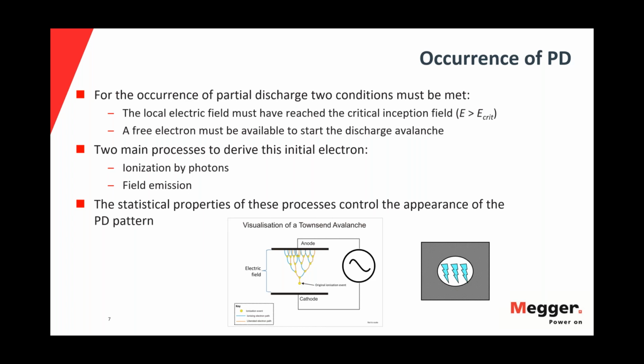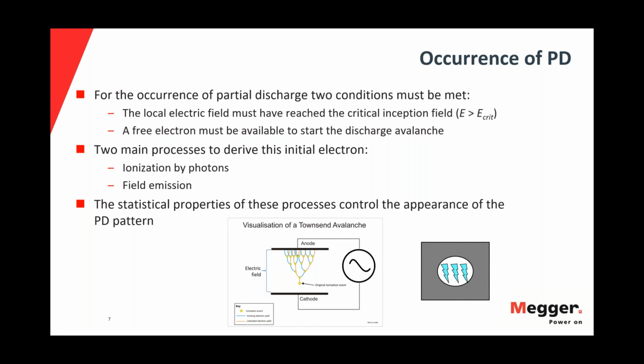There are two main processes to derive this initial electron. The first depends on the location of the PD. If there is a free electron available, then it can happen very fast. But in a typical insulation, for example, a surface laminated area or semiconductor area, the free electron might be available in metallic surfaces. However, in the middle of solid insulation, for example, the material usually has covalent bonds, so a free electron is not available. So how does that happen?